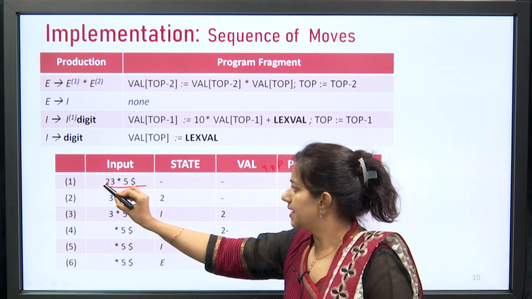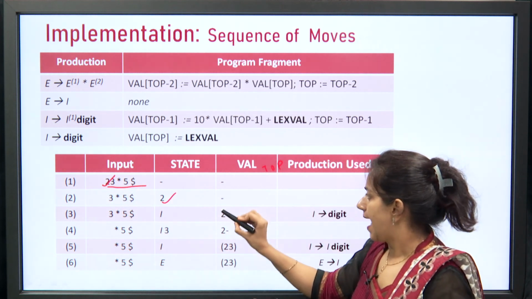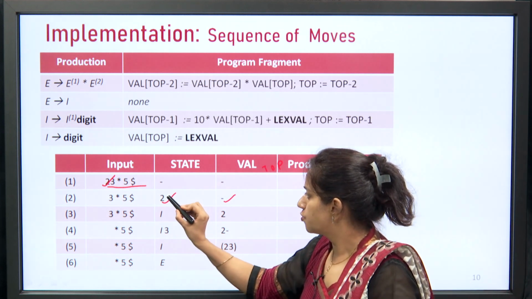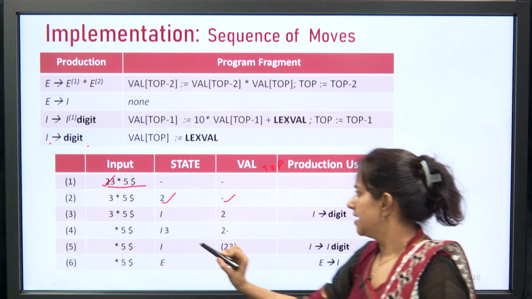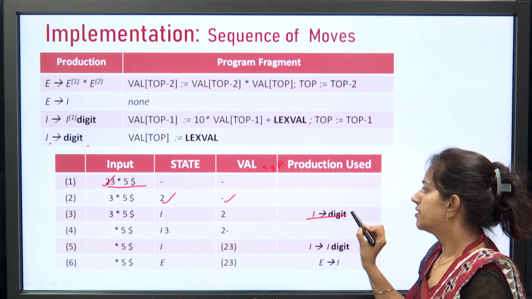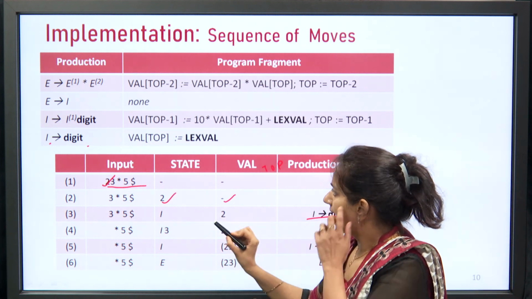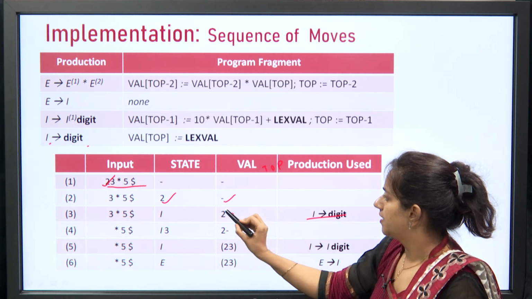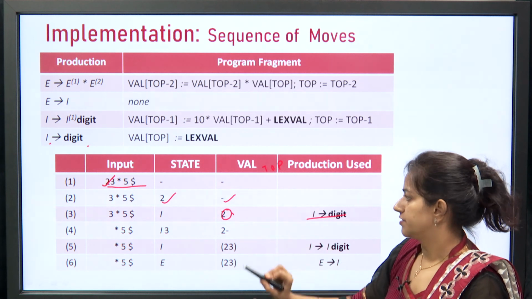Now, first symbol is 2, this will be scanned. So, state is 2 and till now we do not have any value. Next, this digit 2 will be reduced to I using the production I to digit, and on the top of the stack we will write the value 2. So, on val we have this 2.